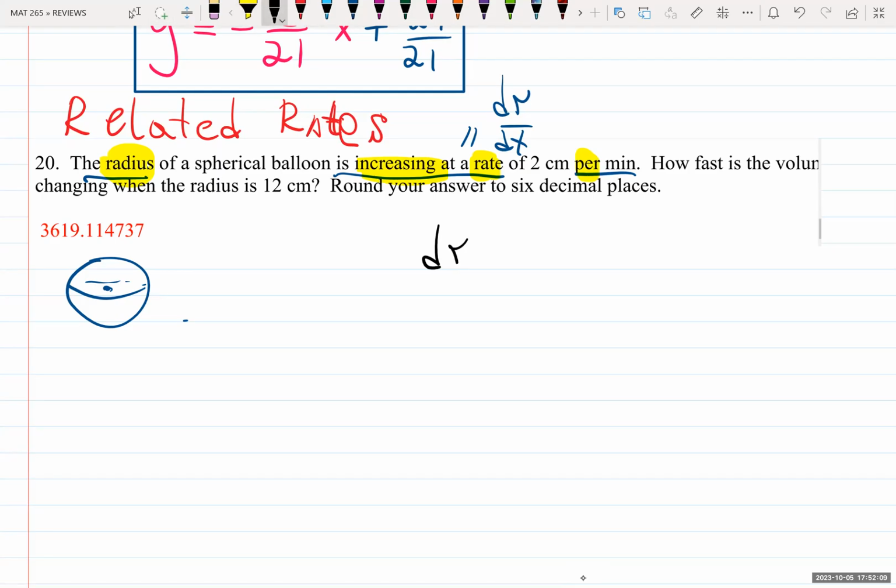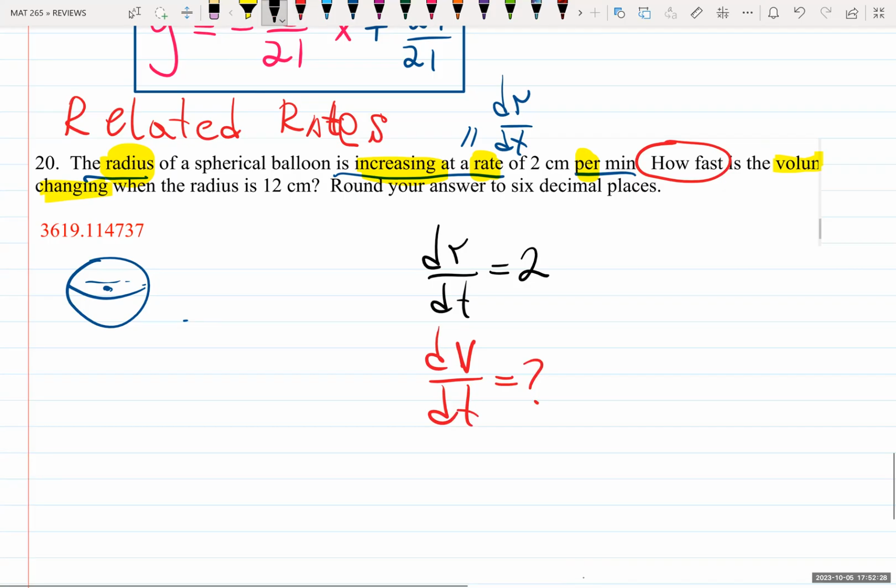Write down right away what you have. dR over dt is 2. Nice. How fast? Oh, so they want me to find another rate. Well, that's why it's called related rates. Duh. How fast is the volume changing? You see keywords? Volume changing. So now I can write down they want me to find dV over dt equals question mark.